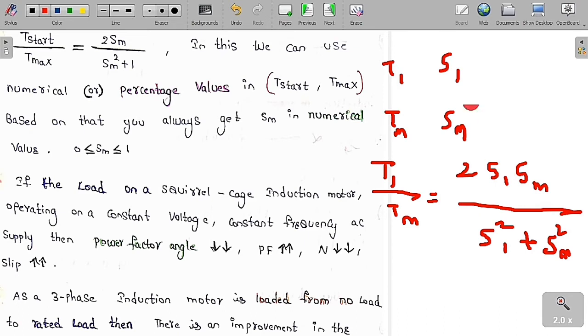So if you substitute here S is equal to S1 is equal to 1 and T1 is equal to T start, you are going to get this relation. Similarly, you can use T1 as a full load, then S1 will be full load slip, then you can use the formula. So this is a general expression. T1 can be any value at a particular amount of slip S1.